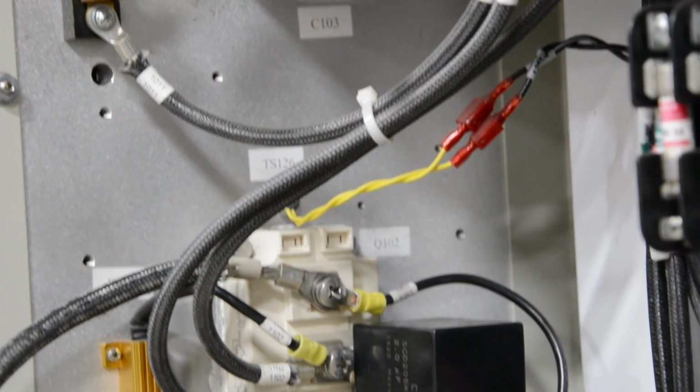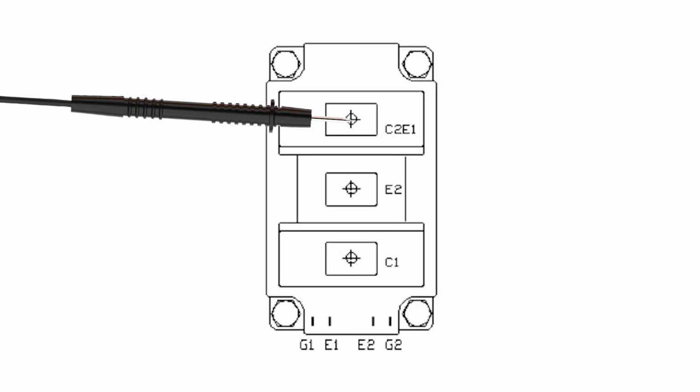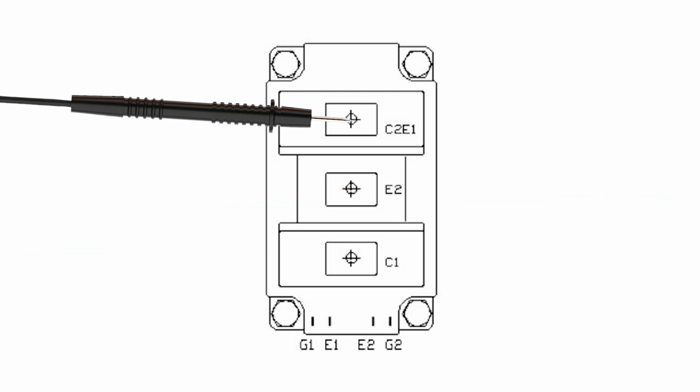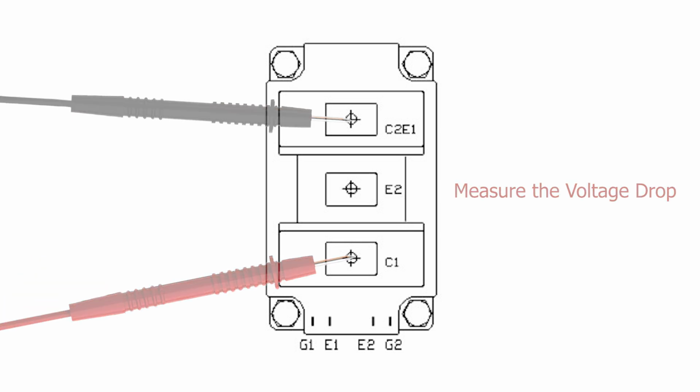To check if your IGBT has failed, set your multimeter to diode mode and follow these steps. Place the black lead on the top terminal, C2E1, and the red lead on the middle terminal, E2. Measure the voltage drop. Keep the black lead on the top terminal, C2E1, and move the red lead to the bottom terminal, C1. Measure the voltage drop.